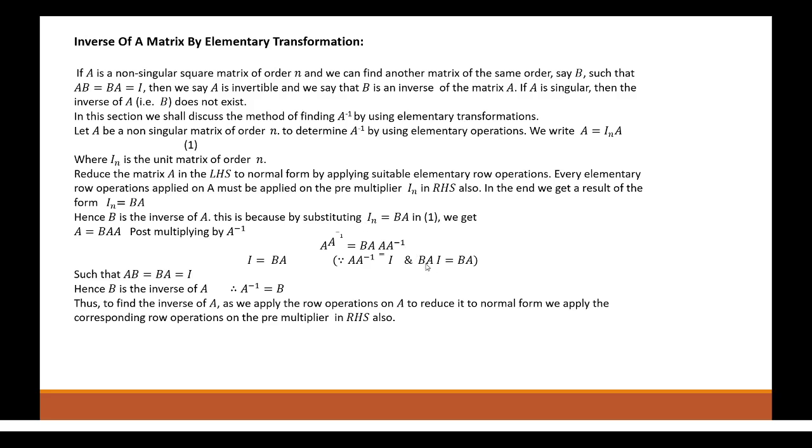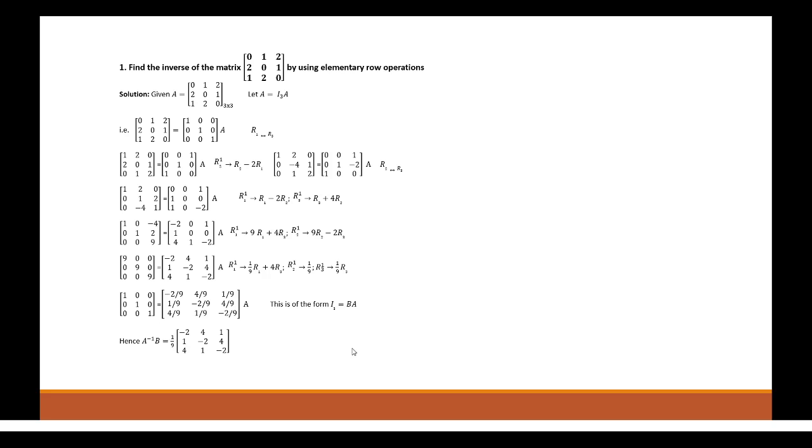The identity matrix multiplied by the BA matrix will become BA only. So I is equal to BA. Therefore, AB is equal to BA is equal to I. Then B is the inverse of A. Then we get A inverse is equal to B. Thus, to find the inverse of A, as we apply the row operations on A to reduce it to normal form, we apply the corresponding row operations on the pre-multiplier in the RHS also. Then we move on to the problems.